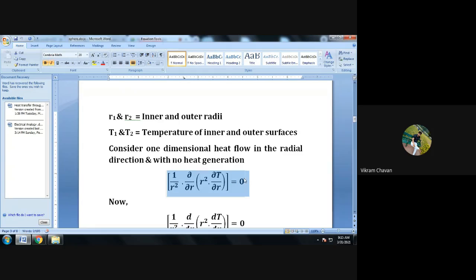Which is nothing but 1 upon r square multiplied by ∂/∂r of (r square multiplied by ∂T/∂r) is equal to 0. Okay, so this equation is considered at a micro level. Micro level means what? For a very small element.